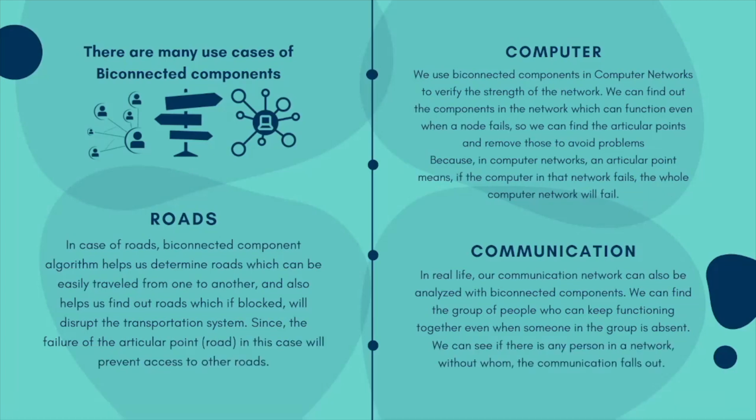In communication networks, we can see that in real life, our communication network can also be analyzed with biconnected components. We can find out the group of people who can keep functioning together even when someone in the group is absent. Also, we can find if there is any person in a network without whom the communication falls out. In every group, we know that there are a few people without whom the communication of that group cannot be a real success.